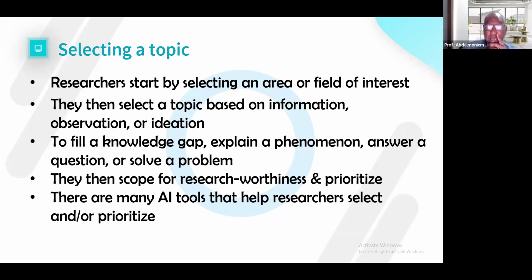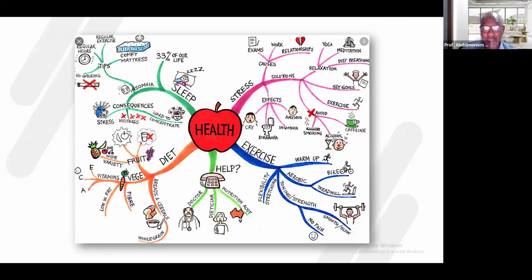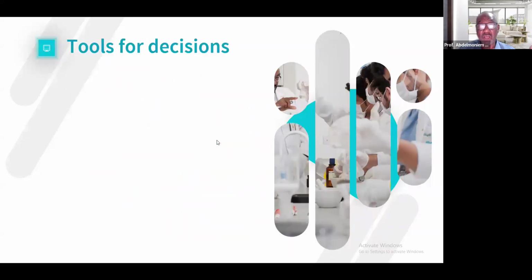And by the way, if you want to do it manually, then this is what you need to do, and AI can help you do this very quickly. We start, for example, with health. We need to study the area which is exercise. And then what about warm-up exercises, aerobic or flexibility? I mean, you need this mind mapping process to select a topic. AI will help you do all of that in minutes. So what are these tools?